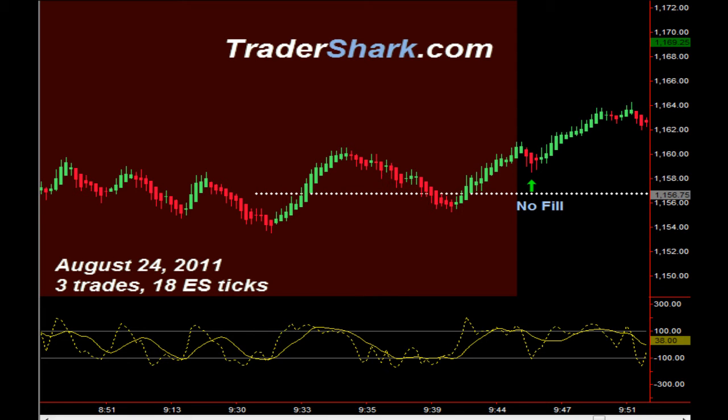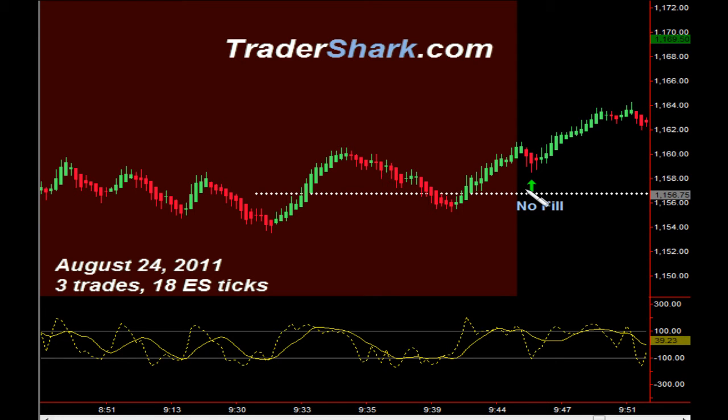The following are examples of trade setups that can occur on a regular basis. We are showing 3 valid trade setups for a potential profit of 18 ES ticks. We opened up this morning at 1156.75. We don't usually trade for the first 15 minutes of the day. It's just a period of high volatility.